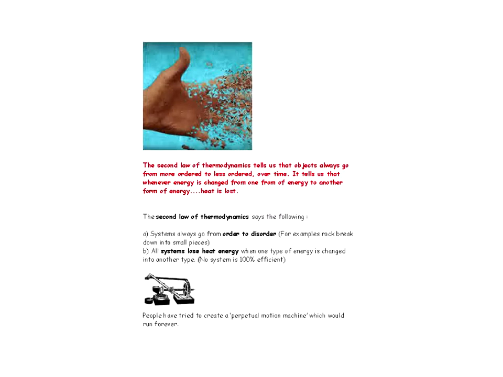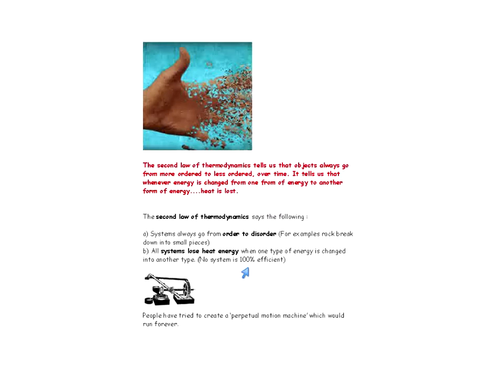Okay, so basically the second law of thermodynamics says that systems go from order to disorder, and another example we can think of is rocks break down into small pieces as time goes on, right? That's an example. Systems lose heat energy, and another way of saying that is no system is 100% efficient. Okay? So if you change one energy into another energy, you always lose a little bit of heat. It's not 100% efficient. Okay?